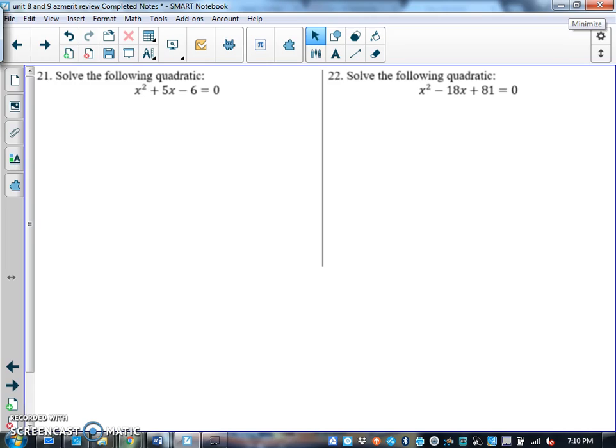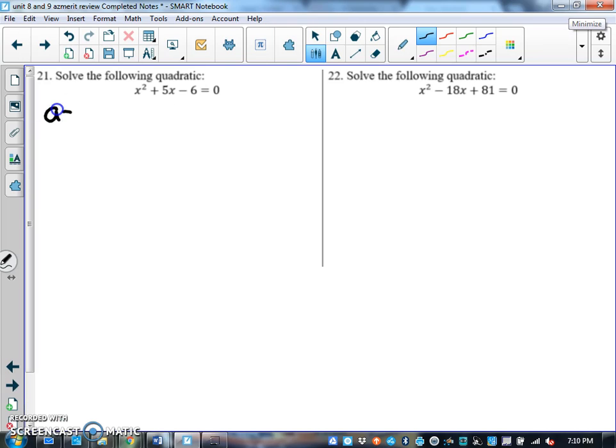For 21, again, there's a number of ways I could solve it. I could try to complete the square, but that would be probably more work than I need to. I could use the quadratic formula, but probably the easiest way to do this is going to be simple, old-fashioned factoring. My leading coefficient is 1, so I can use my shortcut.